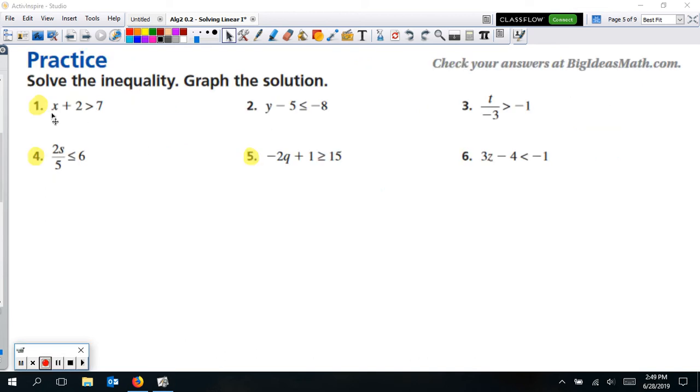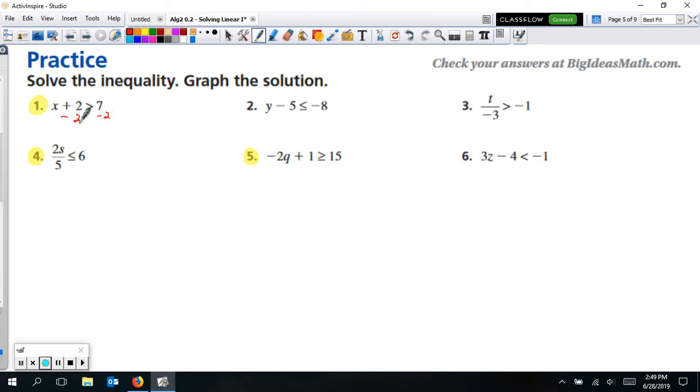Okay, so let's do a few of these practice ones together, and then I'll let you do these other 3 on your own. So starting with number 1, we're going to solve and graph the solution. So I'm going to solve it up here, and I probably will graph it down below. So to start off, just solve it like a regular equation. We know we would have to be subtracting 2 to solve this.